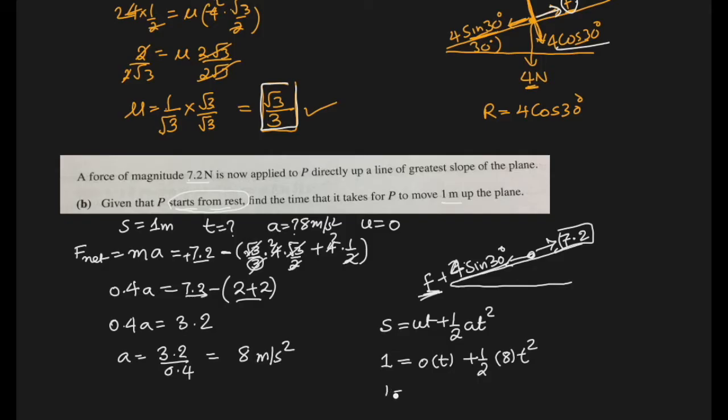So 1 equal to 2 and 8 cancel, 4T square. Divide both sides by 4. So T square is 1 over 4, and if we square root both sides, T will be plus or minus half, but because time cannot be negative, so only half second. This is the time taken by that particle object to go up 1 meter.